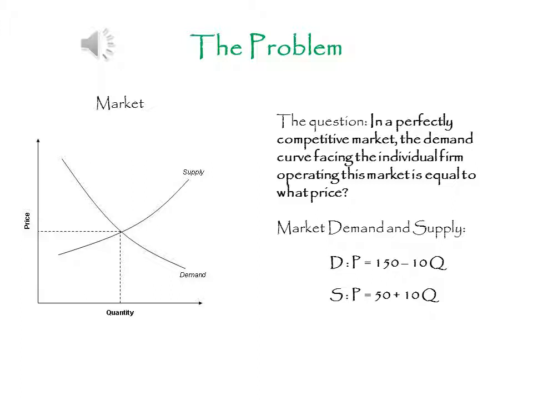I'm going to be solving a problem I made up like yours. The question is, in a perfectly competitive market, the demand curve facing the individual firm operating this market is equal to what price? And the market demand and supply equations given are, for demand, price equals 150 minus 10Q, and for supply, price equals 50 plus 10Q.